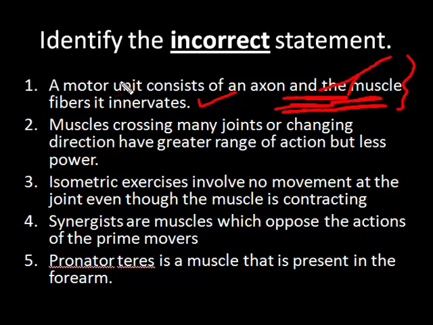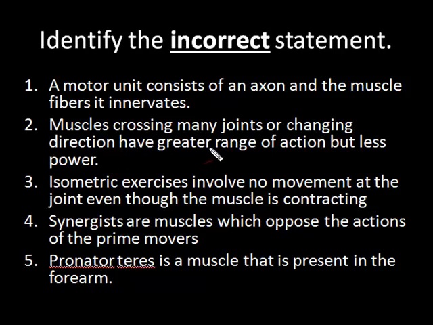So that is true. So it's important to remember that a motor unit consists of an axon and the muscle fibers it innervates, not the muscle. The second is, muscles crossing many joints or changing direction have greater range of action but less power. So the next statement, which talks about muscles crossing many joints or changing direction, have greater range of action but less power. Now this is also true.